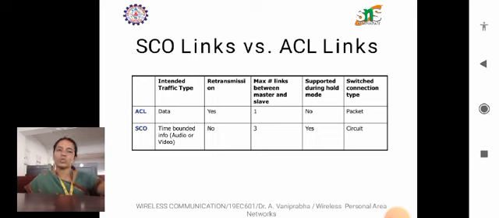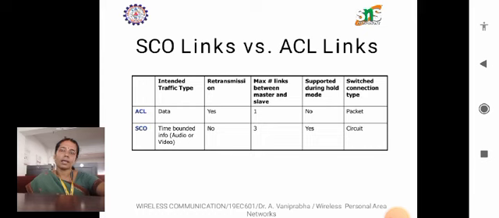SCO links are used for synchronous communication such as transmitting voice data. They provide a dedicated point-to-point connection between the master and slave devices. SCO links are typically used for real-time communication applications where maintaining a constant bit rate and fixed timing is crucial, such as hands-free calling or audio streaming. The bandwidth of SCO links is fixed and reserved for the duration of the connection, ensuring consistent transmission of time-sensitive data like voice.